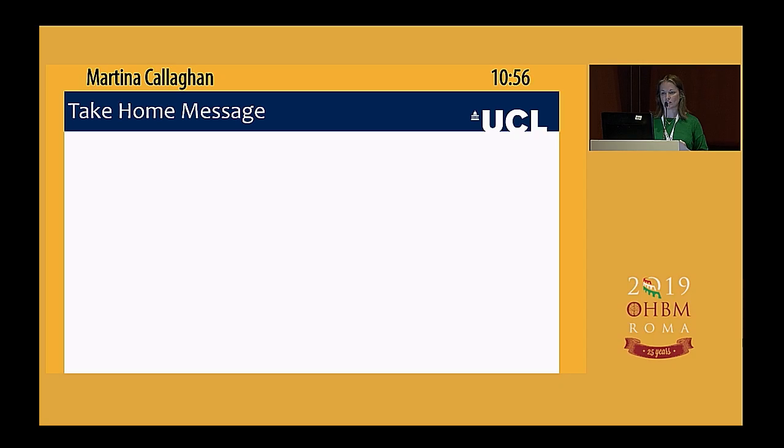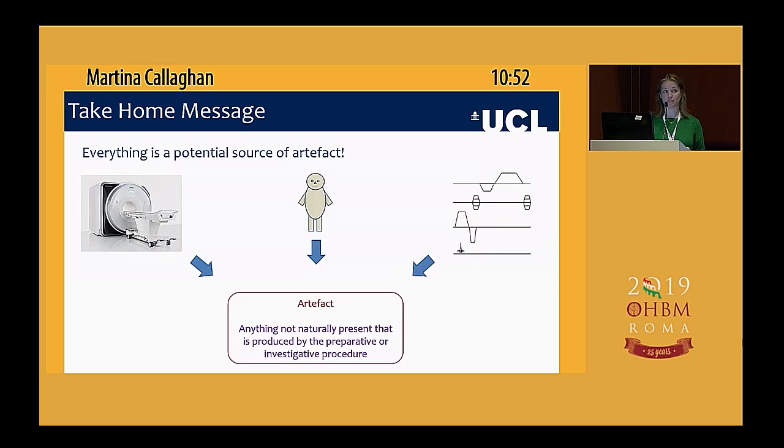So just as a take-home message, one of the key points is going back to my motivation. Everything is a potential source of artifact. So you really need to look at all of those different aspects of your imaging sequence, if you like, and make sure that you're minimizing the sources from each of those different aspects.